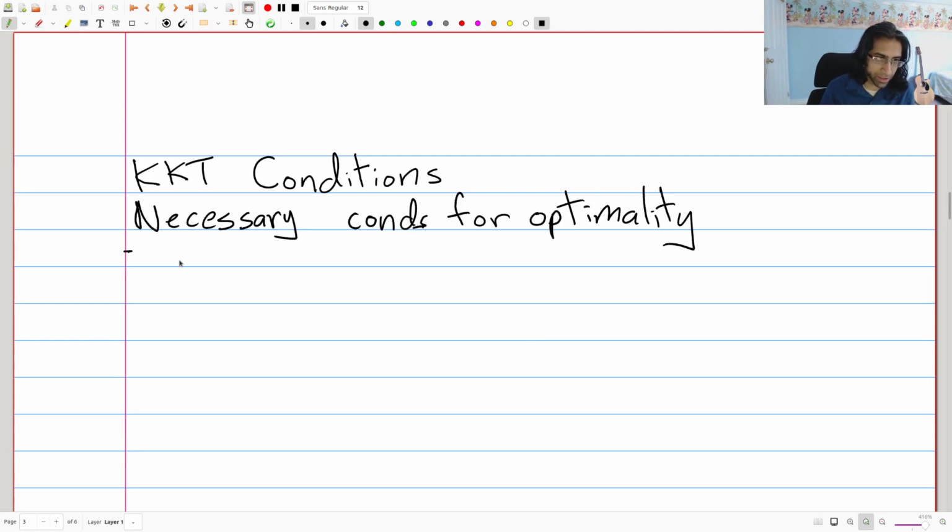I'd say two or three of them, three of them are kind of obvious based on how we did things. But we'll see. So the first one is primal feasibility. And the second one is going to be dual feasibility. And what do these mean? I'll say in a sec.